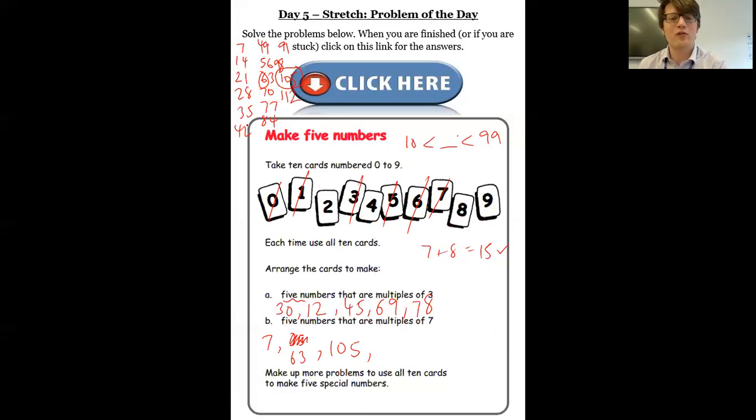And well, I can see I've got 42 is a multiple of 7, and 98 is also a multiple of 7. So that's 5 multiples of 7 that I've made using the digits 0 to 9.